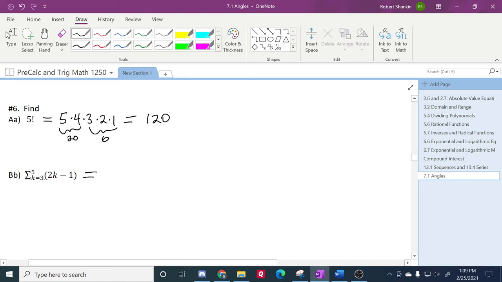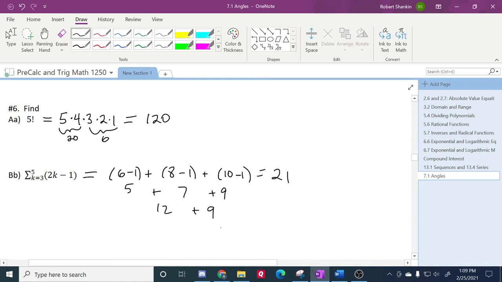Start with k being 3 and substitute it in. So you get 6 minus 1. And then make k go up by 1. So k is now 4, and now you're going to get 8 minus 1. And then k is going to go up to 5, and that's where you stop it. And when it's 5, you get 10 minus 1. So we got, what is this? 5 plus 7 plus 9, which is 12, plus 9, which is 21.